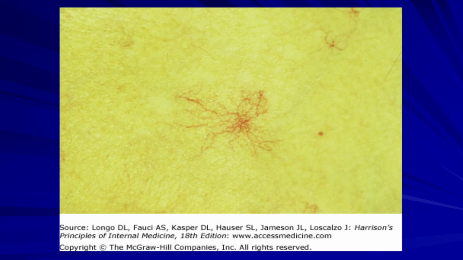And here is another photograph taken from Harrison showing multiple spider nevi. The one in the center of the picture is a classical one. You will see the central arteriole and the vascular branches emanating from it, and you will see that it is a flat structure.